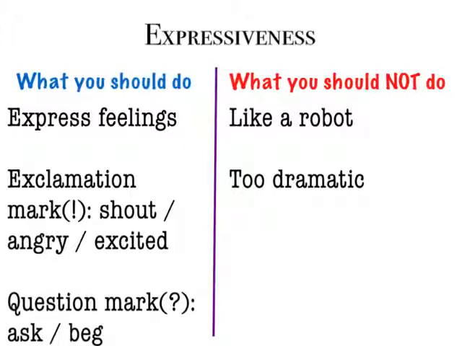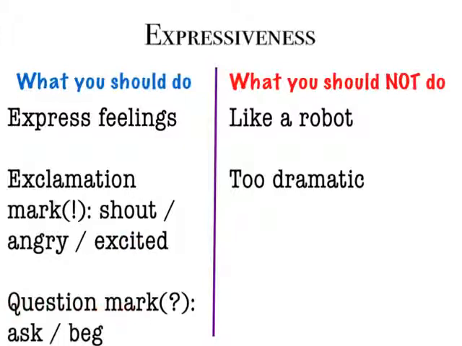This is reading too fast and not showing good pace. The third criteria that a teacher will mark your reading aloud is based on your expressiveness. What you should do is express feelings as you read the passage. Do also note that if you see an exclamation mark, based on the passage, it could be either a shout, an angry tone, or even excitement.